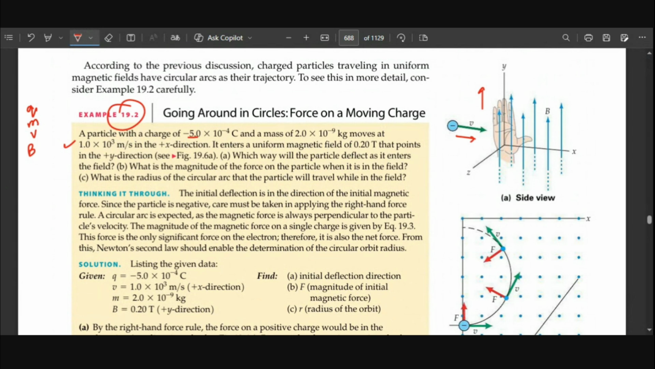Positive y is already the direction of magnetic field. Just look at the diagram. As I told you, when we apply this rule, the palm will give us the direction of force. So this positive z will be representing direction of force. This is the direction of velocity. This is the direction of magnetic field. So force will be acting perpendicular to it in this way.